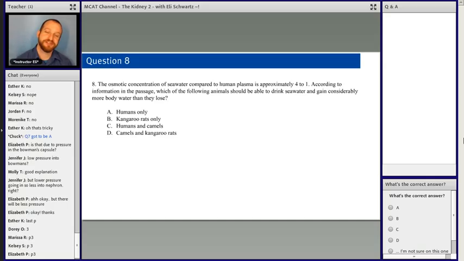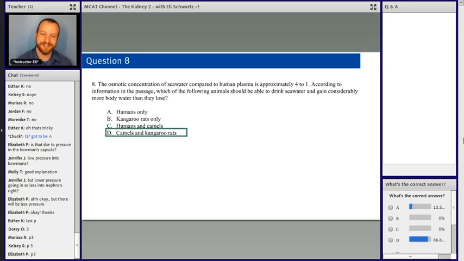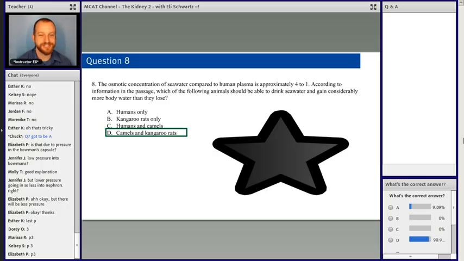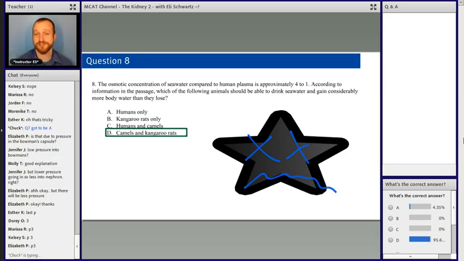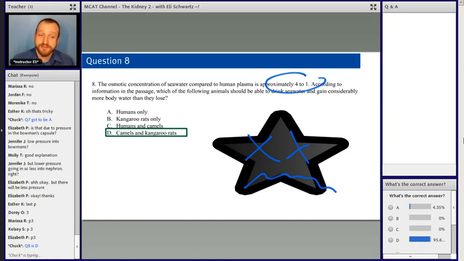I don't even know if I have to go through this in any more detail because we've already got over 90% for the right answer, crushing it. Absolutely. Camels and kangaroo rats were both mentioned in the passage. We did have them having the ability to have a huge concentration of urine. So if we have the high plasma osmolarity, 4 to 1, yeah, but they can concentrate up to 4 times more than humans.